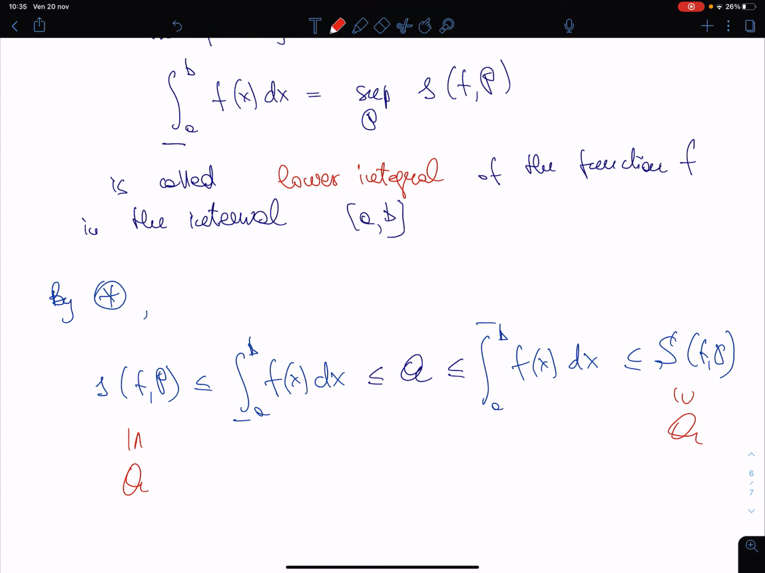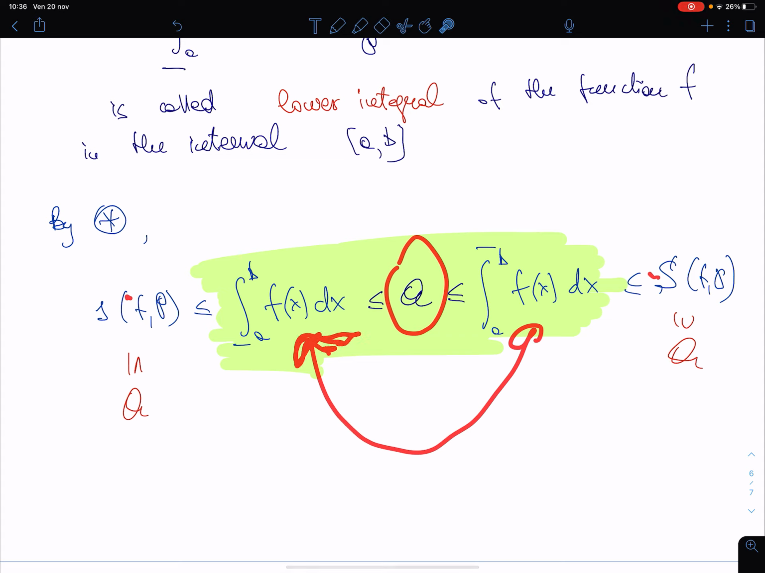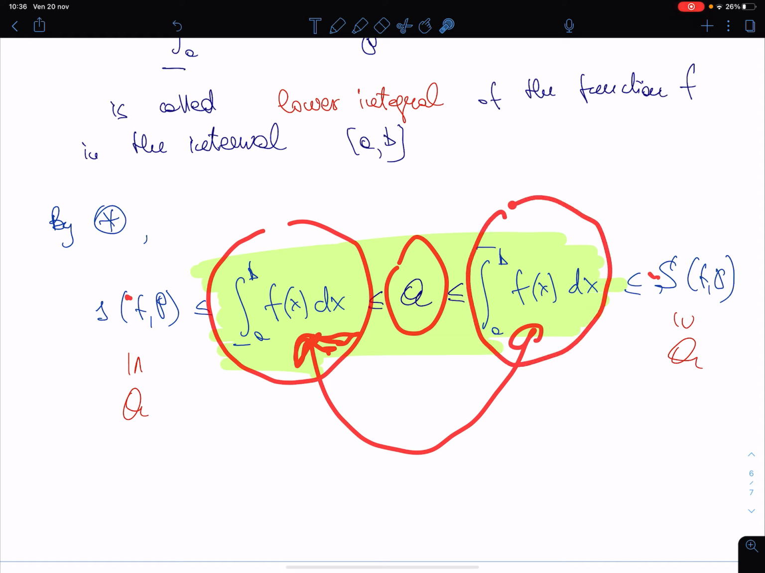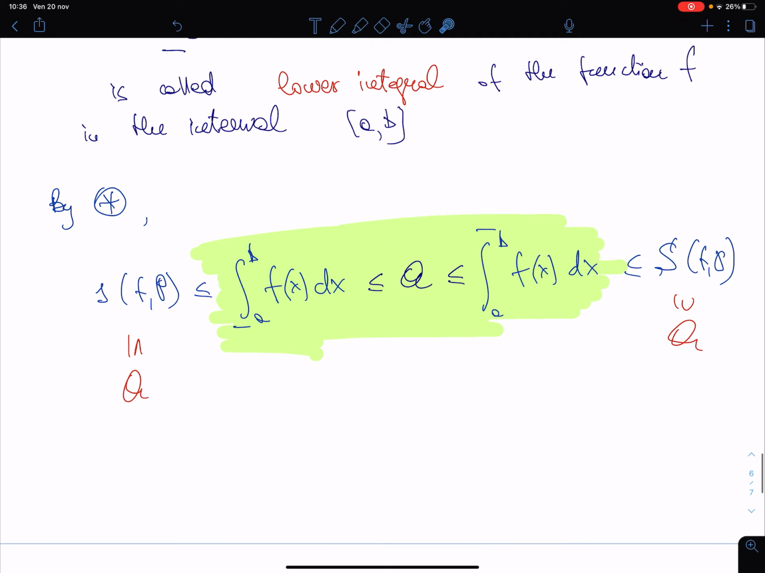Okay, now, the interesting inequality now is this one. The interesting inequality is this one that tells you that what we want now is that there is only one value here trapped not between the lower and the upper sum, but between the lower and the upper integral. But notice that these two are numbers. They do not depend on any partition. So now the only possibility of trapping one value here is that the lower integral is equal to the upper integral. And now we give the basic definition.